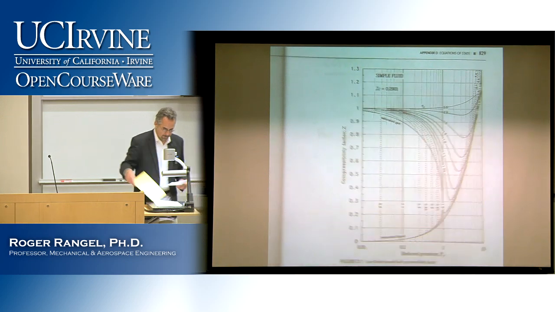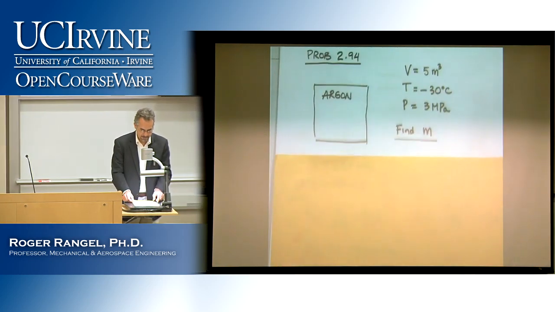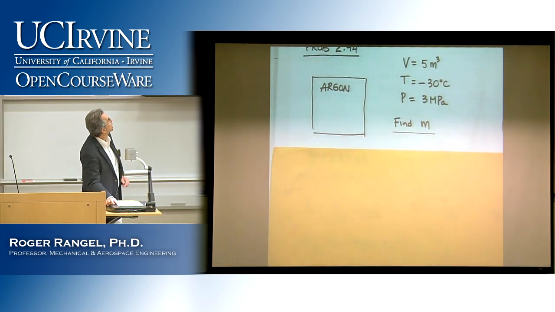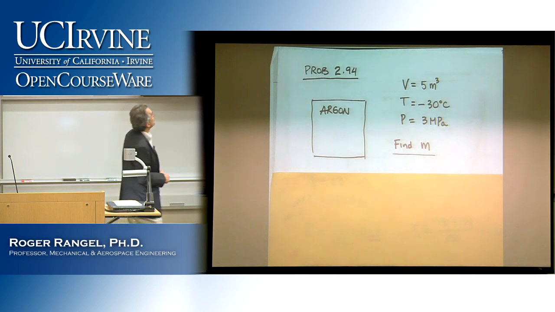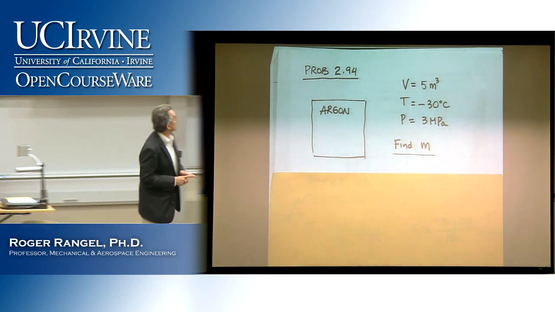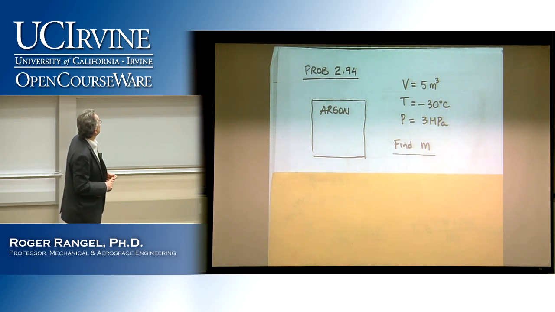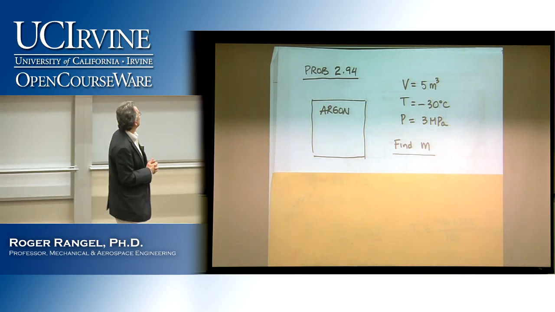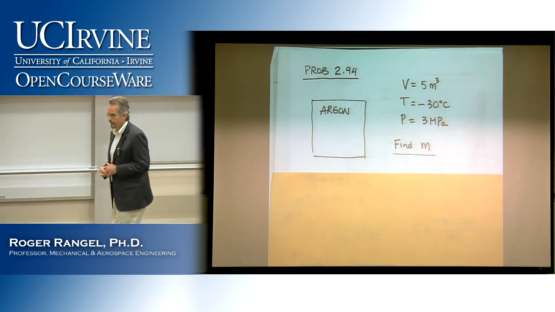So it's, again, a very simple problem, even simpler than the other ones. It's 294. A tank has argon. We know the volume of the tank. We know the temperature of the argon in the tank, and the pressure. And we're asked to find the mass. That's it. Very simple.